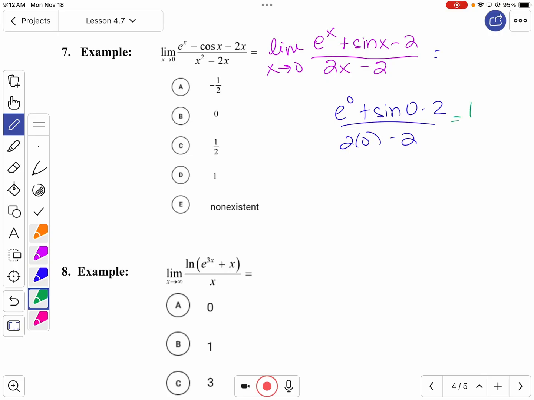So I get 1. What is the sine at 0? 0 minus 2 over minus 2. And so that's going to give me a negative 1 on the top over a negative 2, which is a positive 1/2. It is indeed C. Excellent. Be careful with your negatives. They'll try to get you that way.